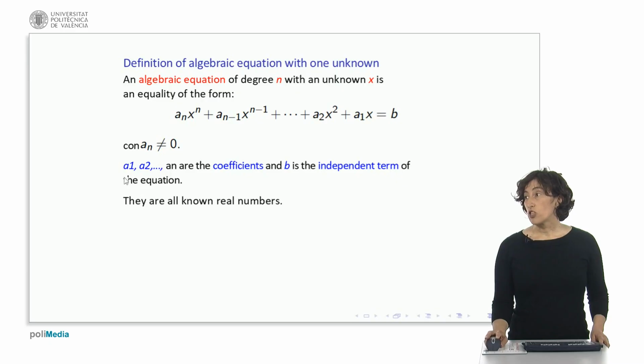Obviously, all these a sub 1 and a sub 2 up to a sub n, which we call the coefficients of the equation, are known real numbers, and b is also a known real number that we will call the independent term. The only thing we don't know here is the unknown x.